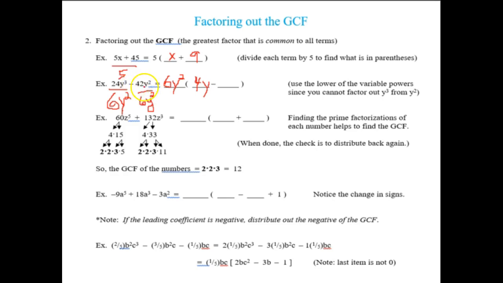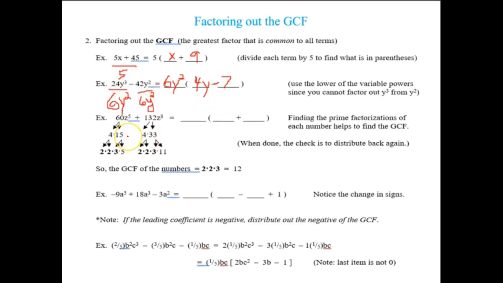So what is negative 42y squared divided by 6y squared? Well, negative 42 divided by 6 is negative 7, so I already have the minus sign there. And then y squared divided by y squared just cancels right out, and so you don't have anything left. So you don't have to put any y in there. So the answer is 6y squared times 4y minus 7. And if you distribute that, you'll notice that it equals the original problem.